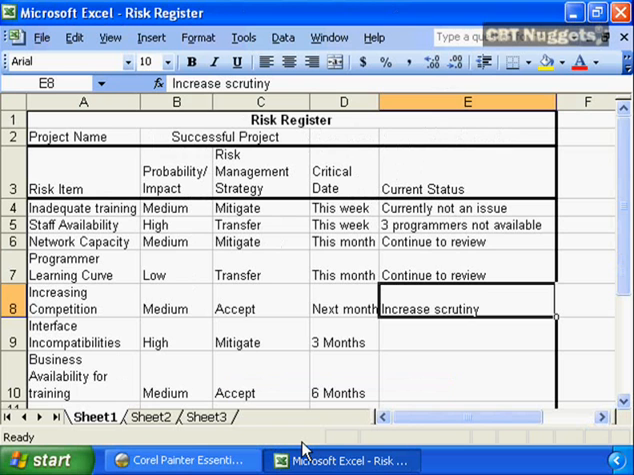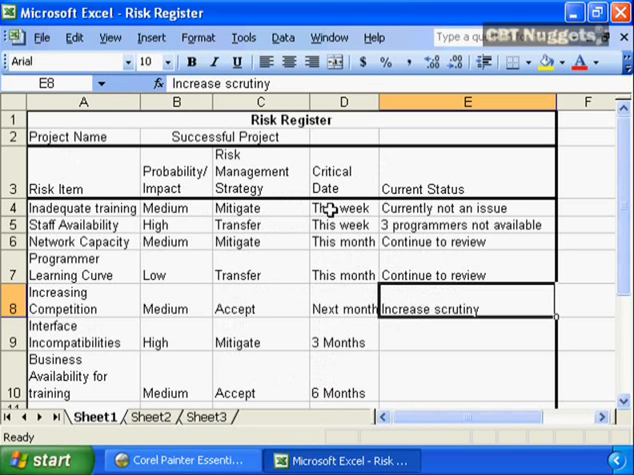Here we see the risk register from the previous nugget more completely filled out. We have identified more risks in our risk register. And in fact, we have added additional detail: we've added the risk management strategy, and we put in the critical date. Now in this case, I have simply put it in a relative term: this week, this month, next month, 3 months out. In a true project delivery situation, you would be putting in actual project critical dates. And we're starting to fill in the current status for the risk events.